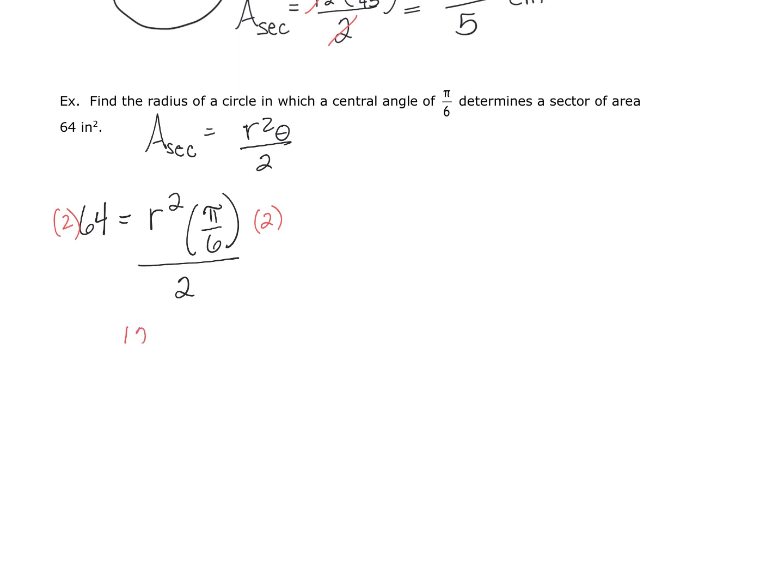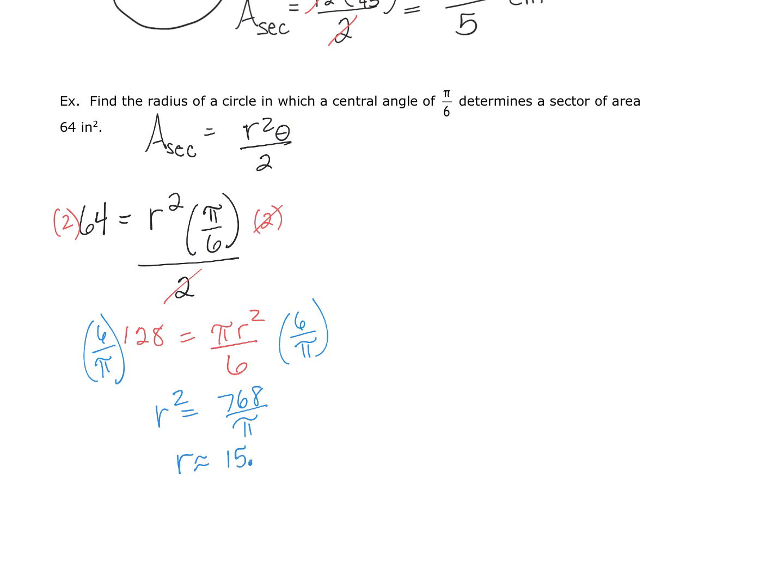So that's going to give me 128 equals pi r squared over 6. And then multiplying by 6, or let's do this, let's multiply by 6 over pi. And that's going to give us r squared is 768 over pi, or r is approximately 15.64 inches. And since this is a radius and it's a linear measurement, we have linear measurement there.